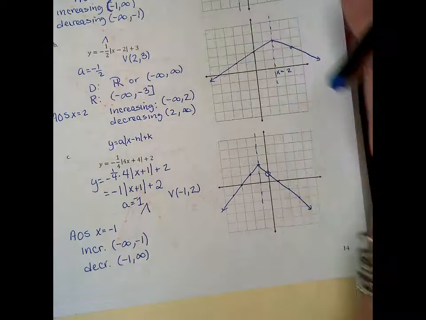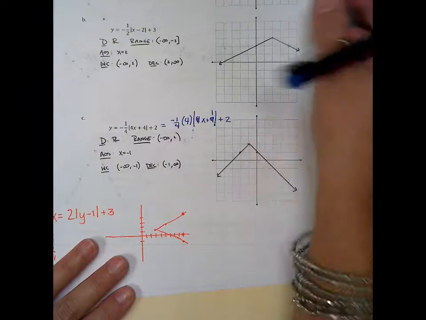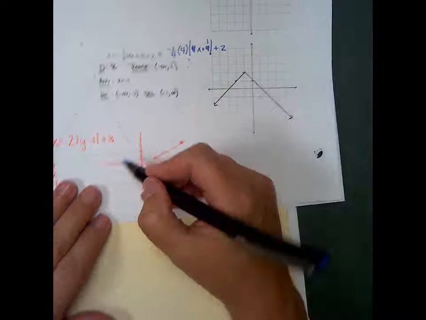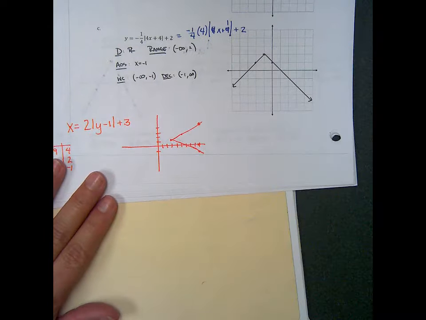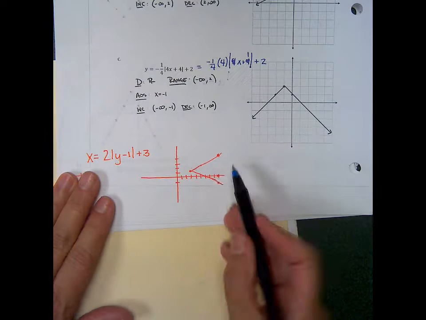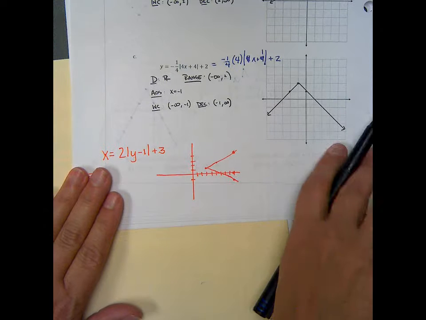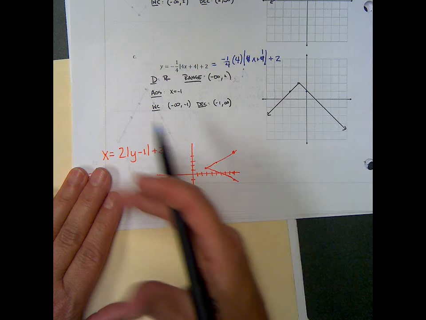Okay, there was one more little problem I wanted to show you before we move on, because you might come across these as well: what happens if it's an x equals instead of a y equals, like this. In this situation, just like the parabola, if x equals instead of y equals, it's going to be sideways facing. If a is positive, it opens to the right. If a is negative, it opens to the left.